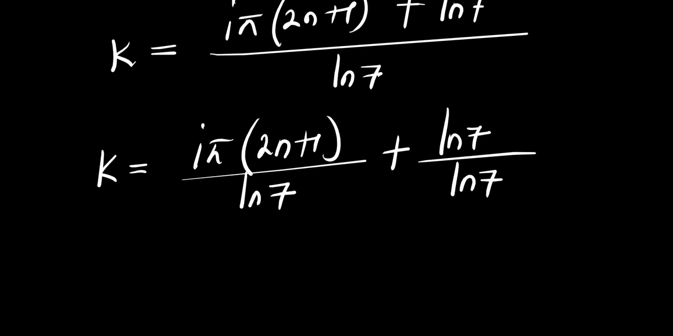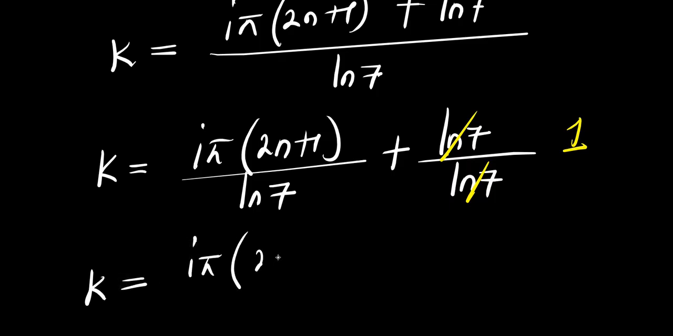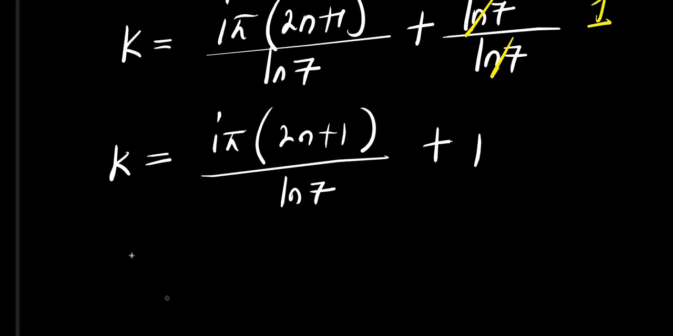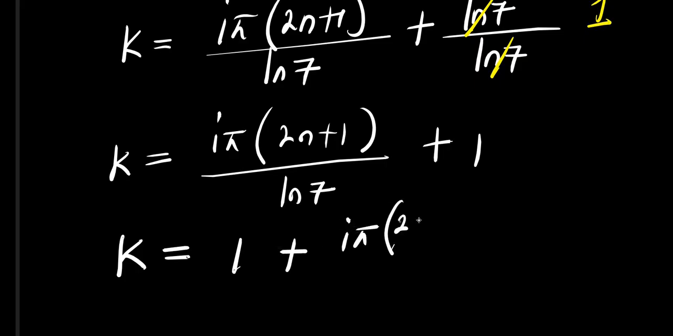So from here, this cancels this, we have 1. And we simply have k equals i times pi times (2n plus 1) divided by natural log of 7, and we have plus 1. So right now, we can easily have k. Our answer is k equals 1 plus i times pi times (2n plus 1) divided by natural log of 7.